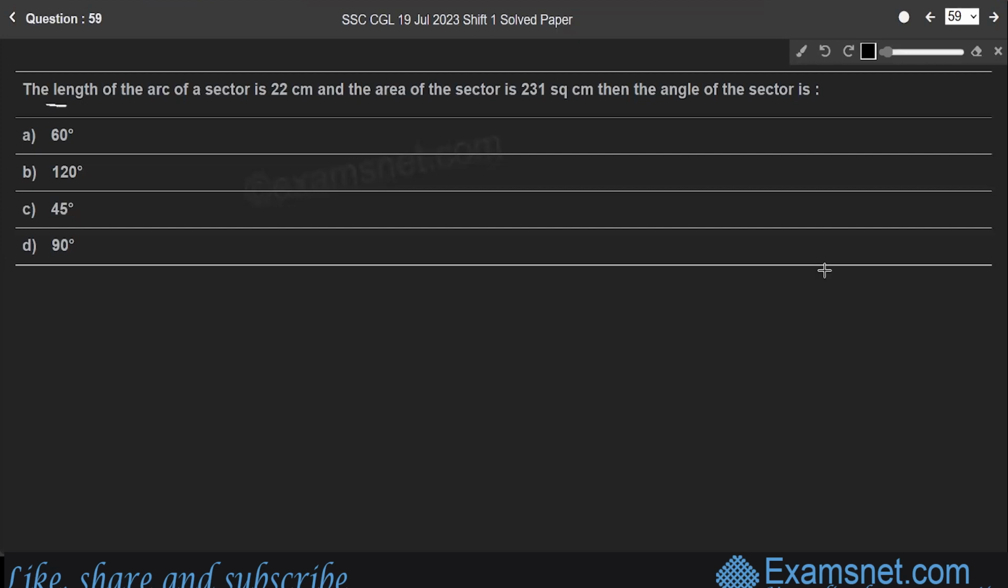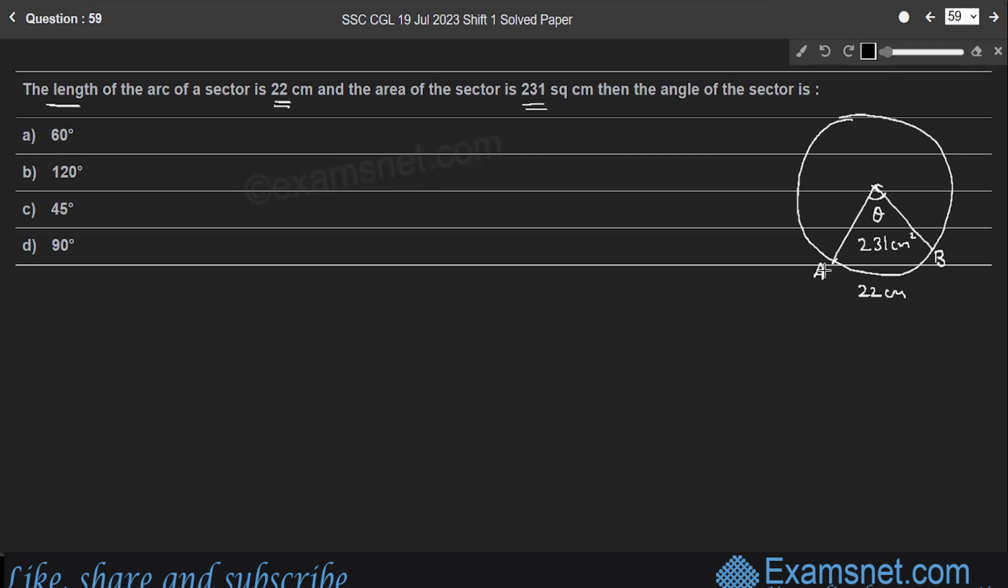Question 59. The length of the arc of a sector is 22 centimeter and the area of the sector is 231 square centimeter. Then the angle of the sector is. So let us consider a circle, in which consider a sector. Right? Here the length of the arc of the sector is given as 22 centimeter. So if you consider the arc as AB, the length of AB is 22 centimeter and the area of the sector is given as 231 centimeter square. So here we need to find the angle of the sector, theta, right?